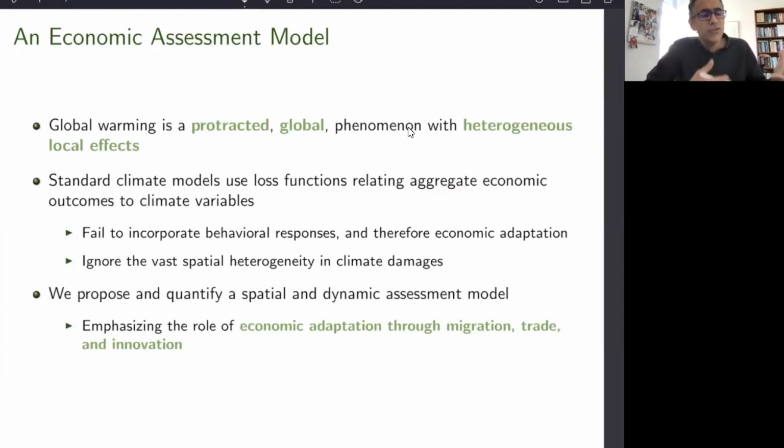One is trade, so the fact that you can trade in goods across locations of the world can also help in adapting to climate change. And the third one is innovation.